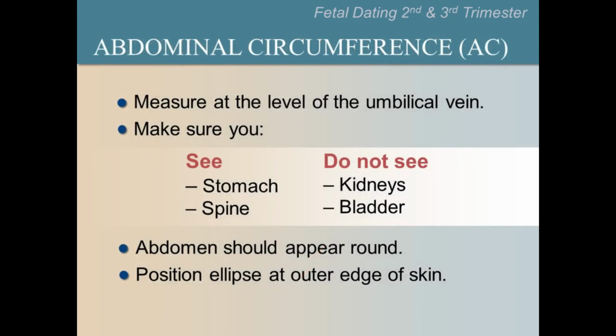To measure the circumference of the abdomen, we want to be at the level of the umbilical vein. A curved umbilical vein is the best level for measurement, but a straight vein is acceptable. Make sure that you also see the stomach and spine, and that you do not see the kidneys and bladder, which would make the measurement too low. The abdomen should appear round. The ellipse should be positioned at the outer edge of the skin.